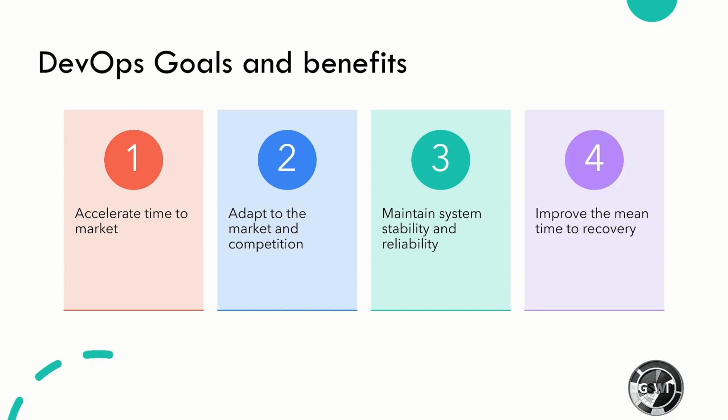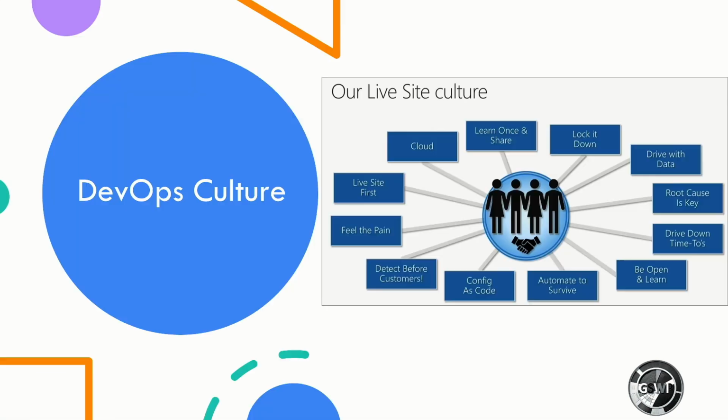Fourth, improve the mean time to recovery. The mean time to recovery metric indicates how long it takes to recover from a failure or breach. To manage software failures, security breaches, and continuous improvement plans, teams should measure and work to improve this metric.